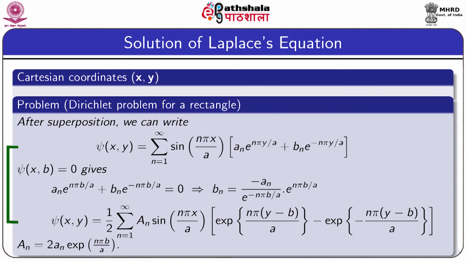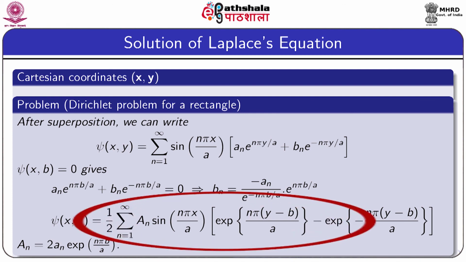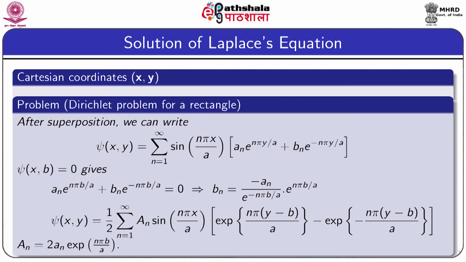But we need to apply two more boundary conditions. One of them is psi(x, b) equals 0. If we use this boundary condition, we can express the constant B_n in terms of A_n, which is written here: B_n equals minus A_n e to the power n pi b by a divided by e to the power minus n pi b by a. Therefore, the expression for psi becomes psi equals half the sum over n of A_n sin(n pi x by a) times (exponential of n pi (y minus b) by a minus exponential of minus n pi (y minus b) by a), where the constant is rewritten in terms of A_n exponential of n pi b by a.